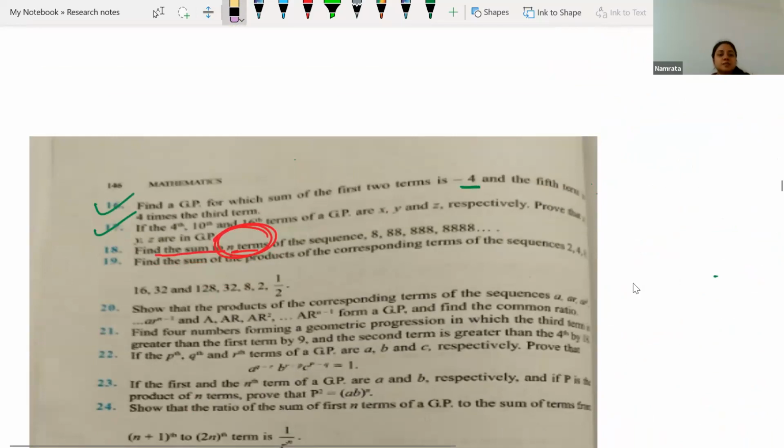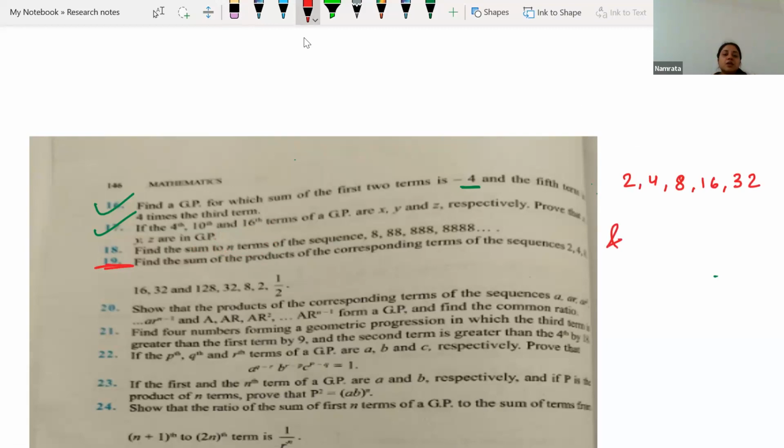The next part says find the sum of the product. Number 19 we are doing, and the question says find the sum of product of the corresponding terms of the sequences. Here we have the sequences. First sequence is 2, 4, 8, 16, 32. And one more sequence is given as 128, 32, 8, 2, 1 by 2. What the question says, find the sum of product of corresponding terms.